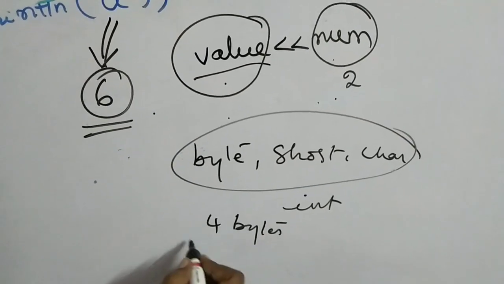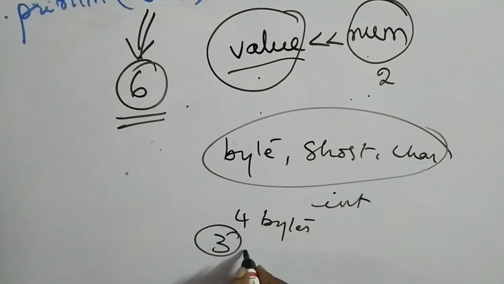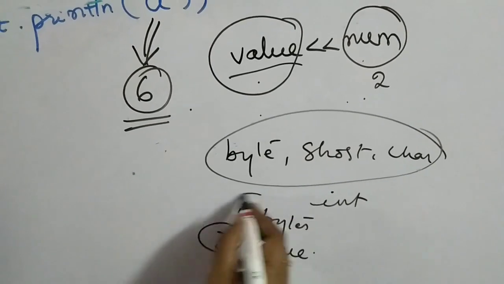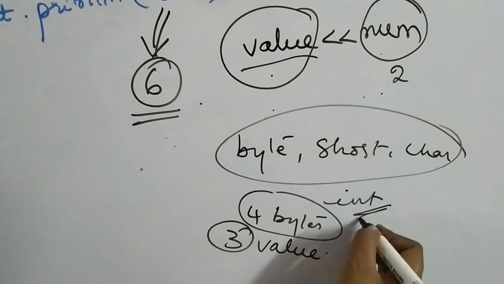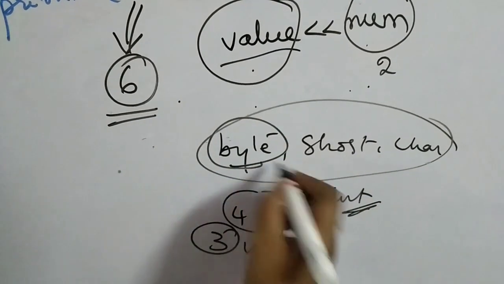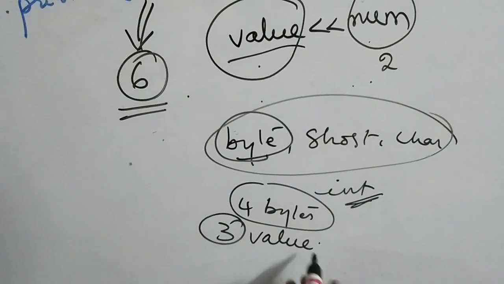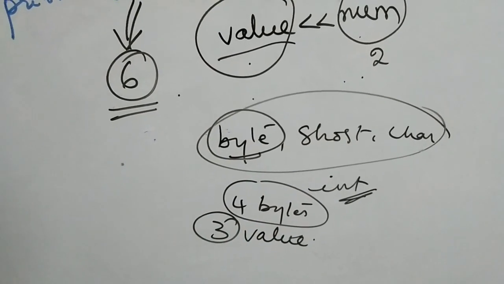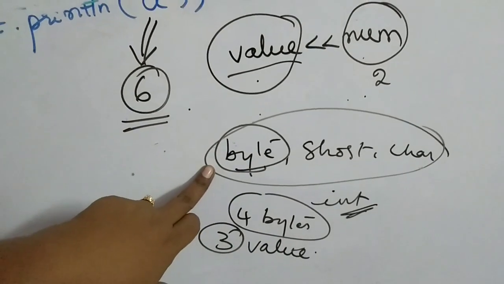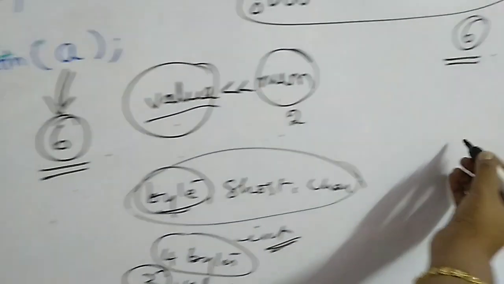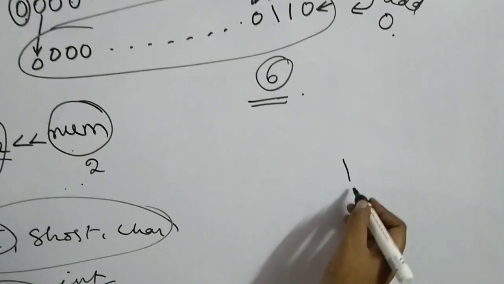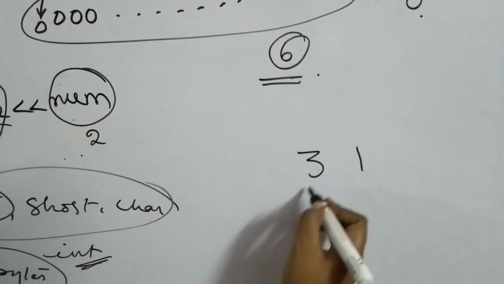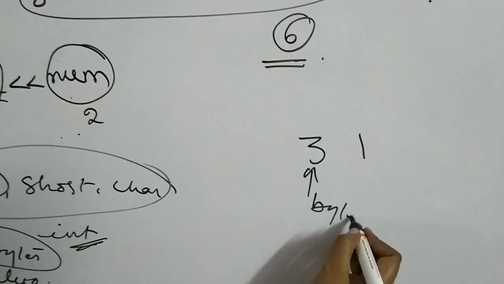Now the rest of the 3 bytes will be given values based on the sign bit of this particular 1 byte of data. I am trying to explain what will happen with the byte value. A byte value is 1 byte, so this 1 byte will be extended to integer. That means 3 more bytes are added.